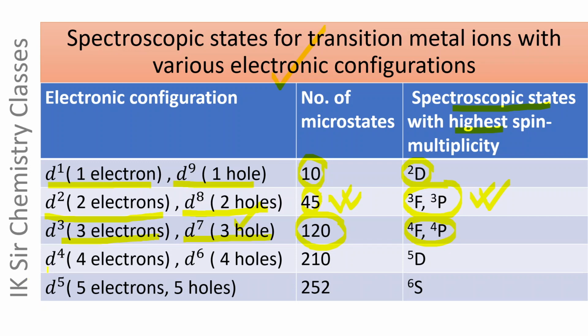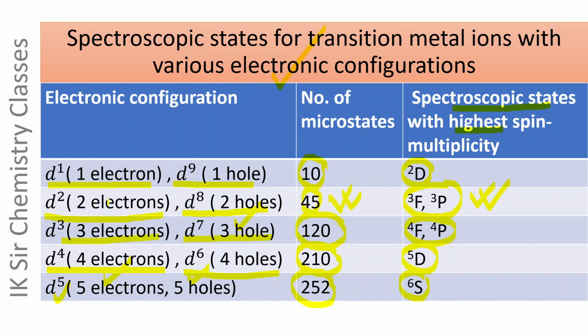Similarly, D4 having 4 electrons in the D subcell and D6 having 10 minus 6, that is 4 holes in the D subcell, have 210 microstates and the spectroscopic state is quintet D. And finally, D5, which contains 5 electrons or 5 holes in the D subcell, has 252 microstates and the spectroscopic state is sextet S.